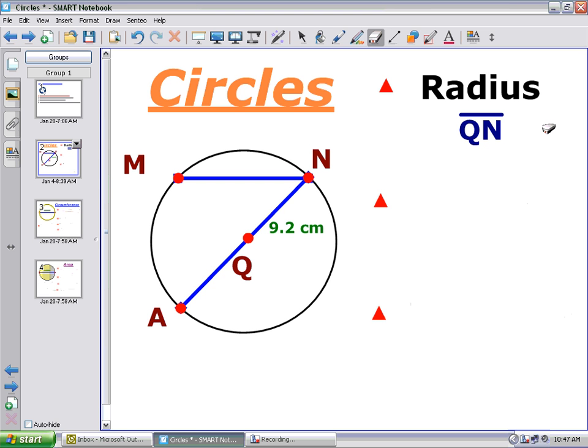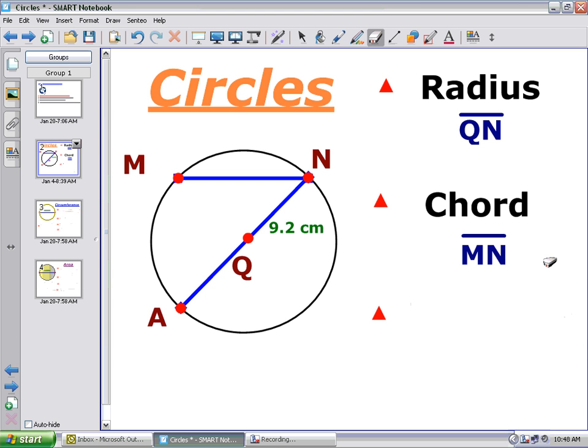Second of our vocabulary terms: anytime we're dealing with a circle, if I take a point on the circle and connect it to another point on the circle, this is referred to as a chord. And the example that I'm using here is going from point M to N.